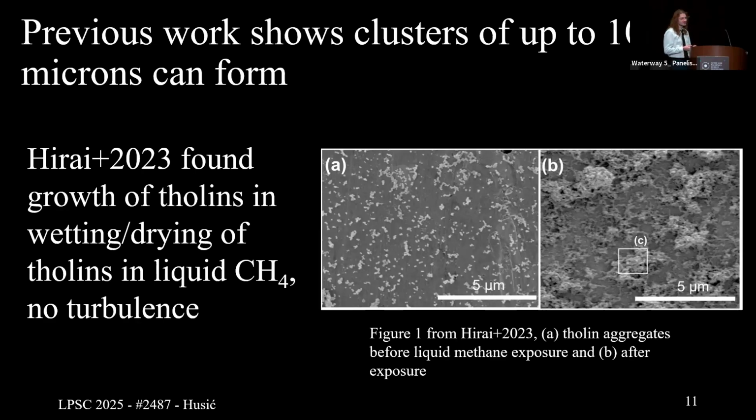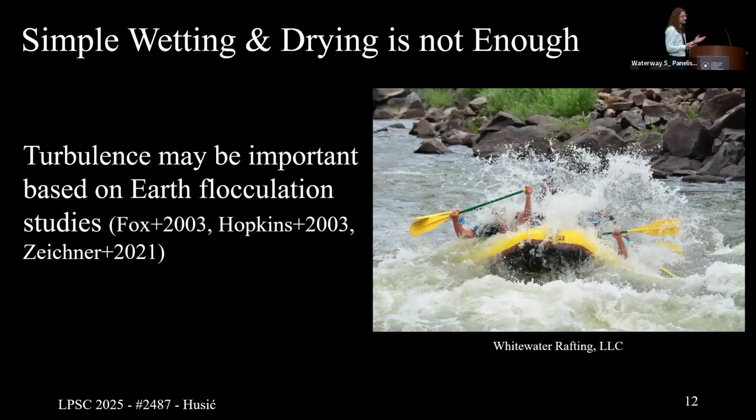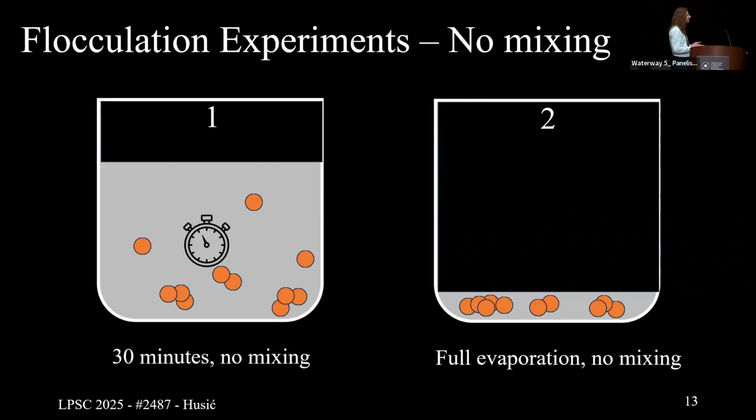So what we know from this paper is that simple wetting and drying is not enough to create those dune-sized particles. We think this is because you need turbulence. Turbulence is a very natural phenomenon, especially on Earth, if you've ever been whitewater rafting. Research on Earth has shown that flocculation might be improved or might even require turbulence. So we're taking that experiment of wetting and drying, but we're also adding turbulence while we do it.